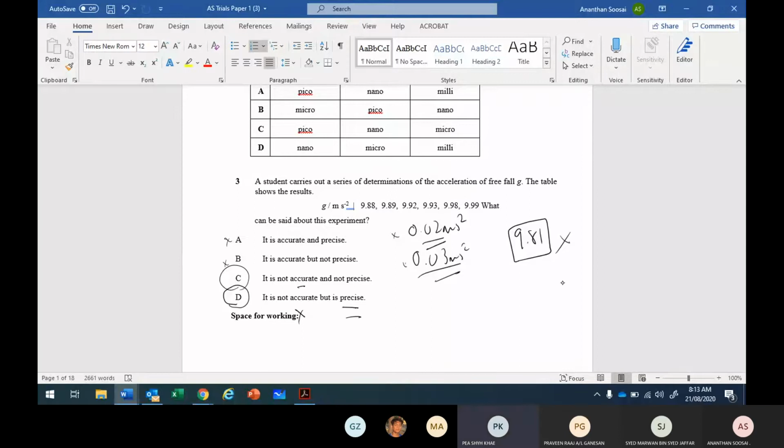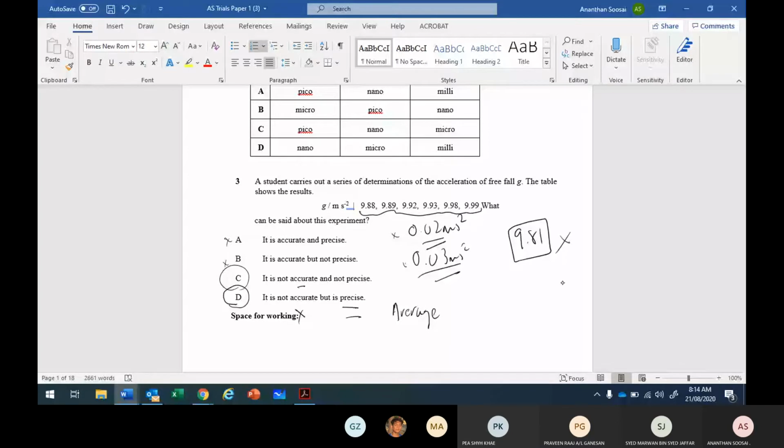Teacher, can they accept the answer then? In the exam, if they find a mistake, then we act accordingly. C and D allowed. But precision, how do you calculate? You find the average of these readings. You add and divide by 6.